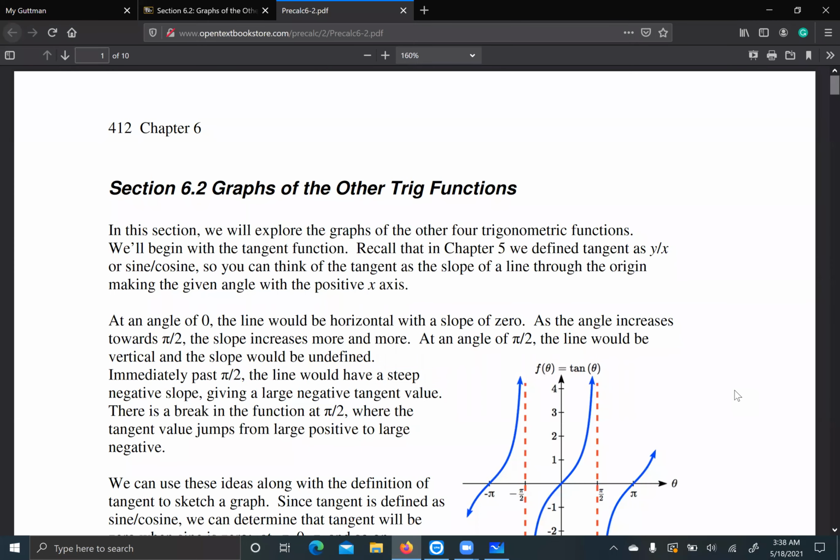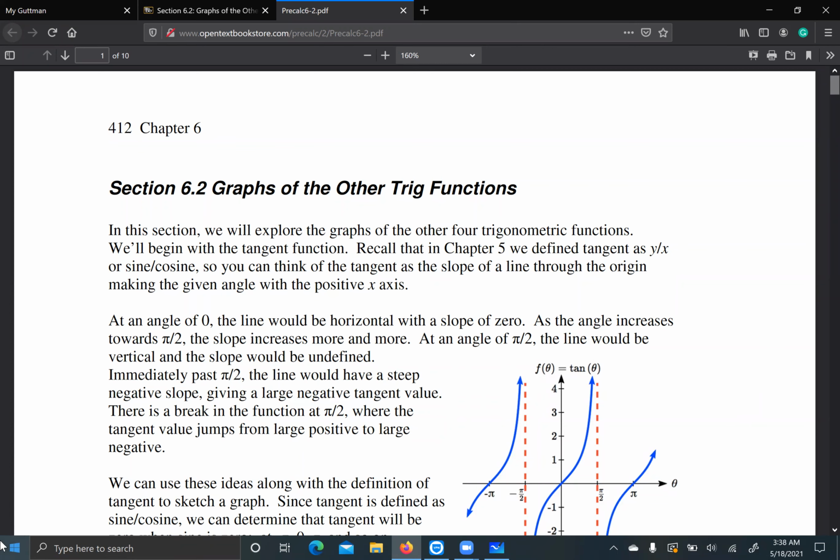Hello class, welcome to another video for this chapter, and we are going to study section 6.2, graphs of other trig functions. So far, we looked at the graphs of sine and cosine functions, but we learned more trig functions such as tangent, cotangent, secant, and cosecant functions. So now let's look at their graphs.